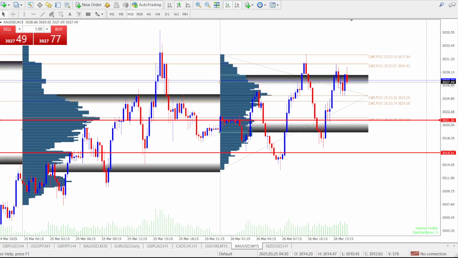All right, then you can exit when the trend shows signs of reversal. When you start noticing any possible sell reversal signs, you can just exit your buy trade.